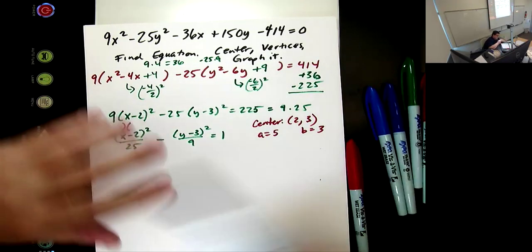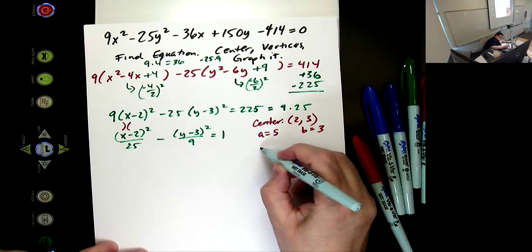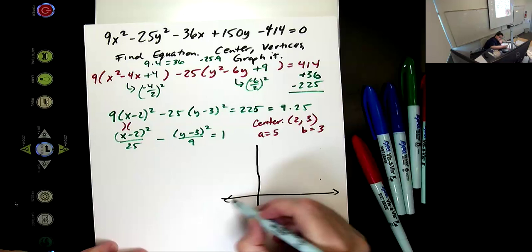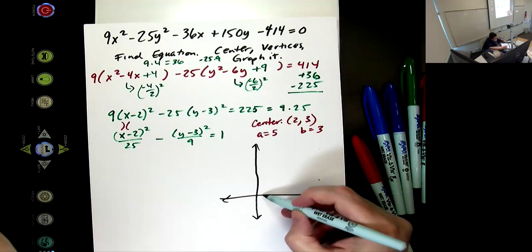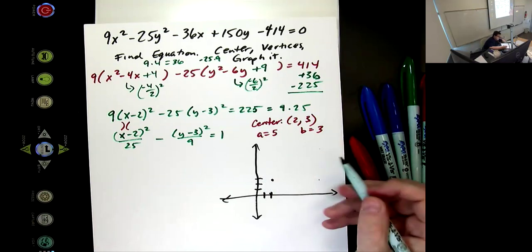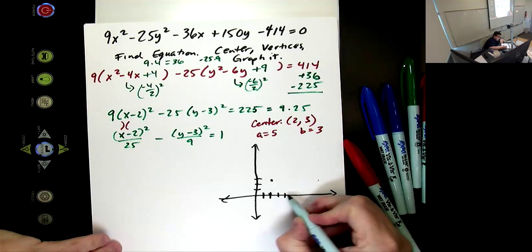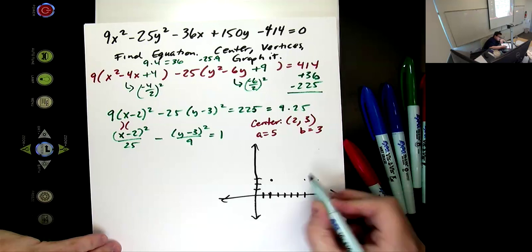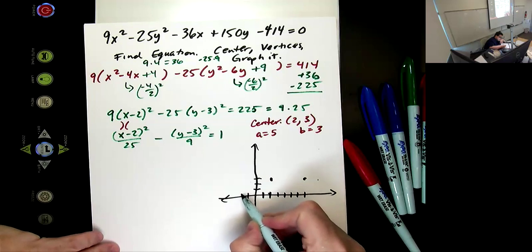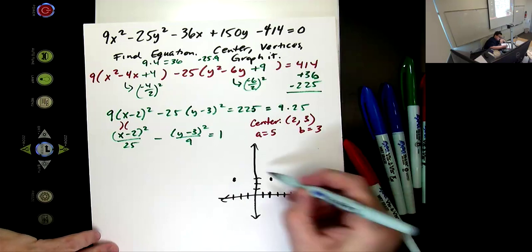So we're going to graph it before we do any of the other stuff, because I think it's a little easier to find things. We're going to make our box, which means going left and right 5, and up and down 3.